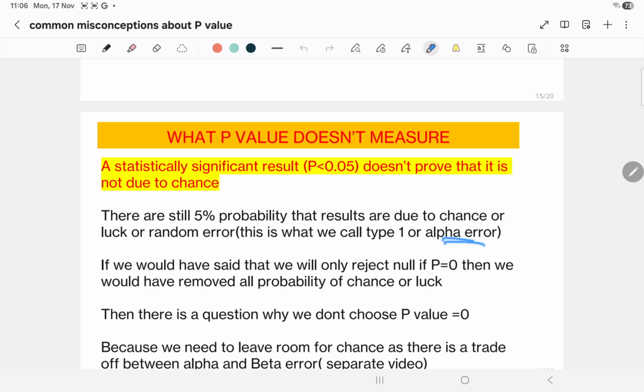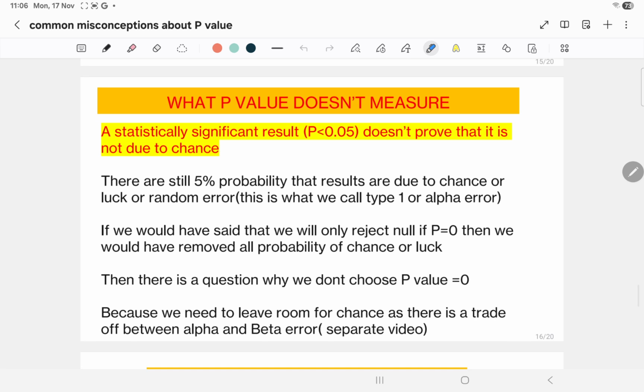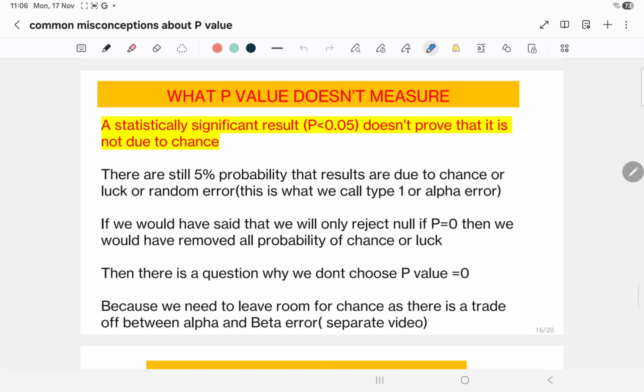This is called alpha error, by the way. So there is a question: why don't we choose p-value equal to 0, so that I will reject the null only at p equal to 0? If the p-value measures chance, then I want to remove all the factors of chance, and if I get a p-value equal to 0, I will design my study in such a way that p equals 0, and then I will be good. But we cannot do that. We cannot totally negate the chance.